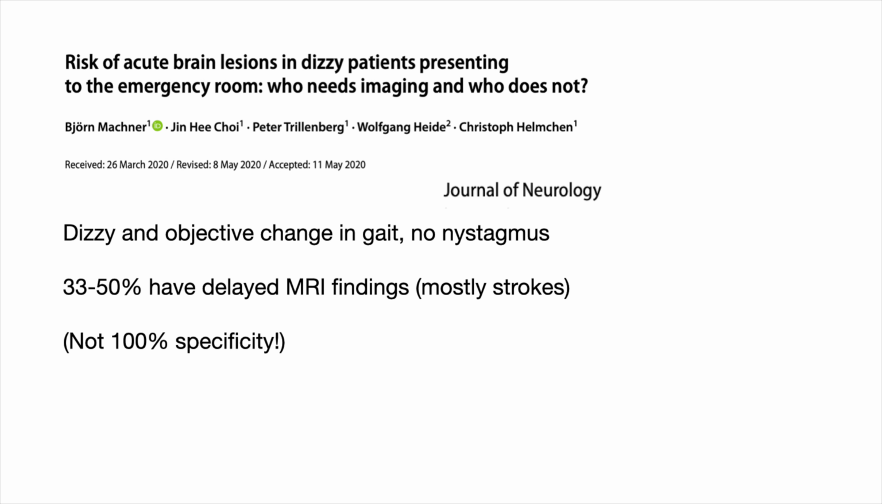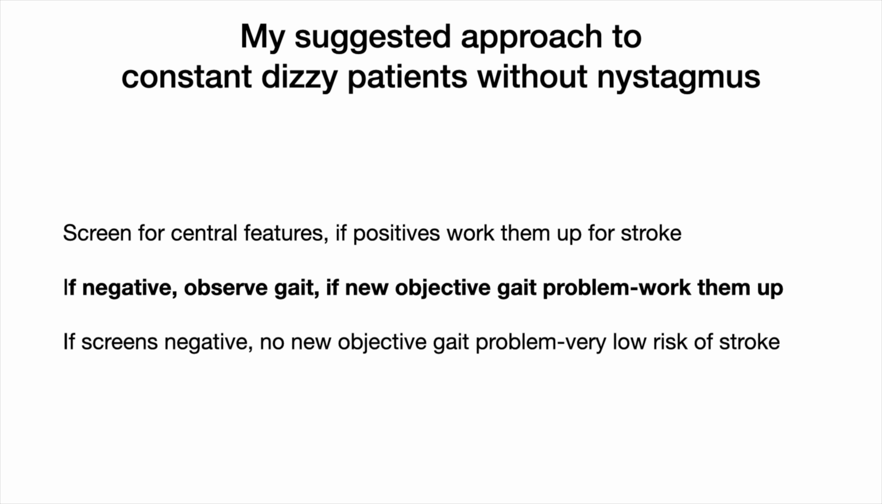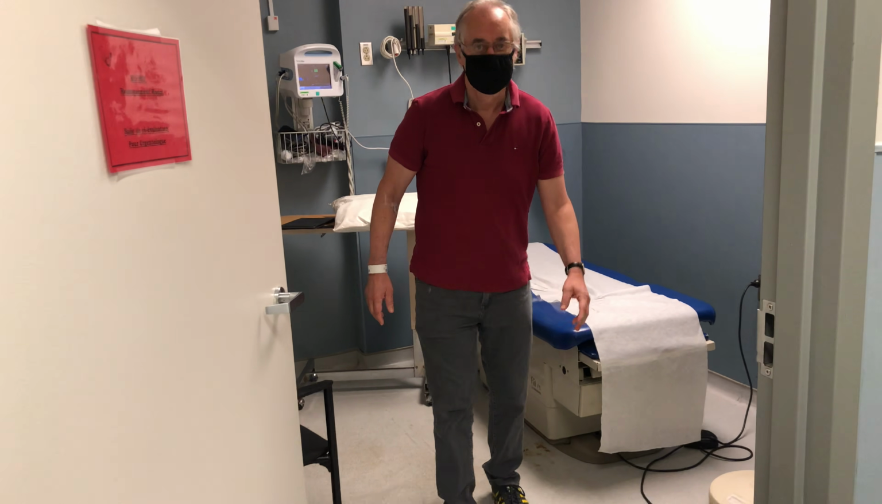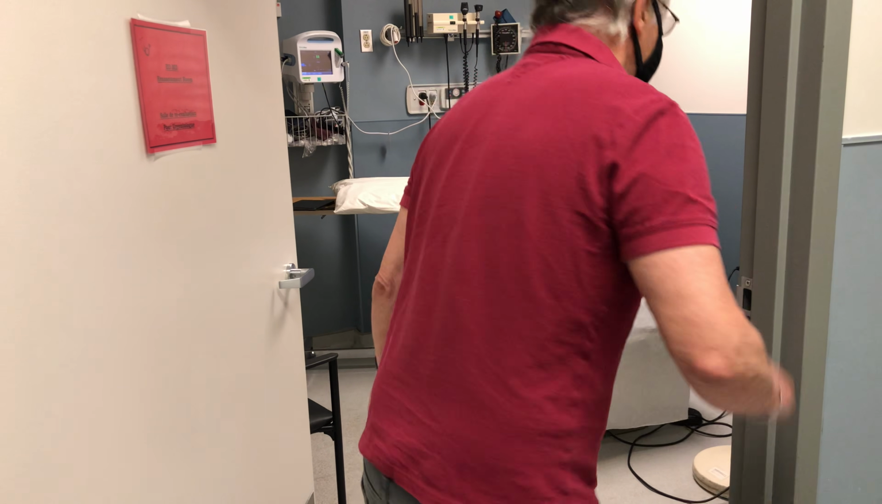Moehner's study looked at patients who were admitted to hospital because of an unclear diagnosis and were persistently dizzy and had an objective change in their gait but no nystagmus. He found that 33 to 50% of them would have findings on their delayed MRIs, mostly strokes, that would explain why they're having persistent dizziness, no nystagmus, and difficulty walking. So this group had a high risk of having a stroke, but certainly no 100% specificity for no nystagmus meaning a stroke. So what I would take from this study is that if a patient is constantly dizzy, has no nystagmus, screens negative for central features, but you observe their gait and they have a new objective gait difficulty, I would work them up for stroke, yes.